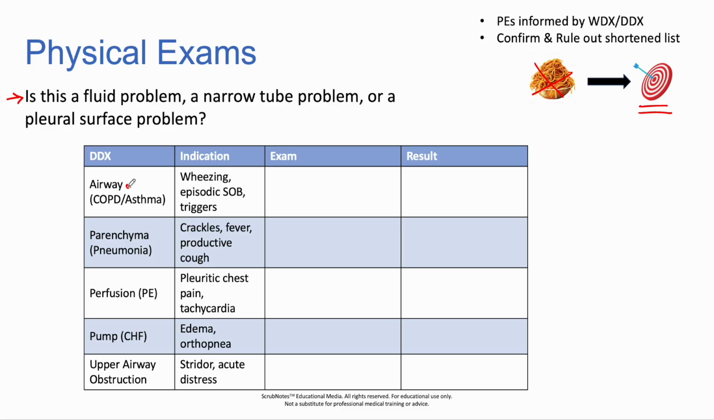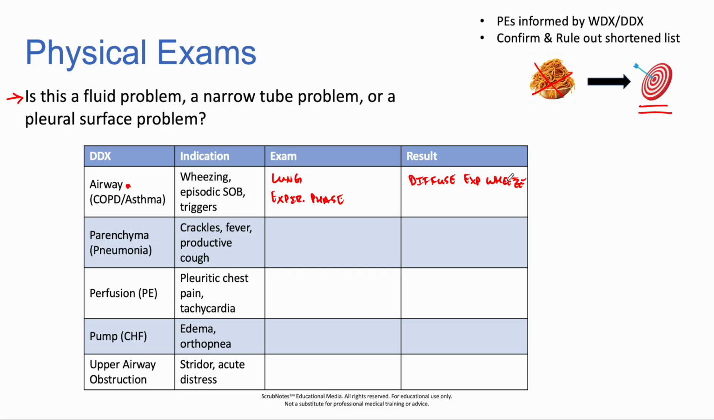So if we're suspecting an airway issue like COPD or asthma, we're probably going to hear wheezing, there might be episodic shortness of breath, and some known triggers. So you definitely want to do a lung exam and focus on the expiratory phase assessment as well. So for our 26-year-old case, let's assume there's diffuse expiratory wheeze, prolonged expiratory phase.